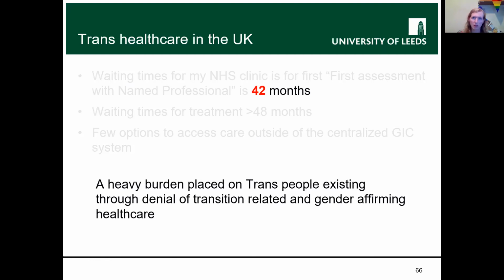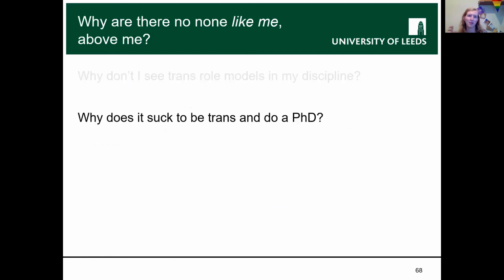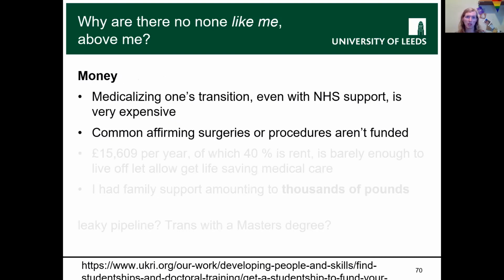So yeah, how does this relate to being a PhD? Well, why does it suck to be trans and do a PhD? The three prongs: money, burnout, and sick leave. I told you that trans people as a cohort have to wait for a long time to obtain trans healthcare. How does that impact us materially? So the first one is money. It's a very obvious one as a PhD student.